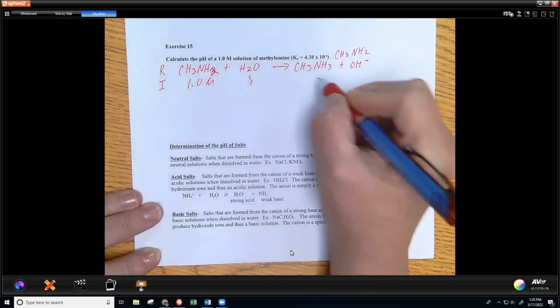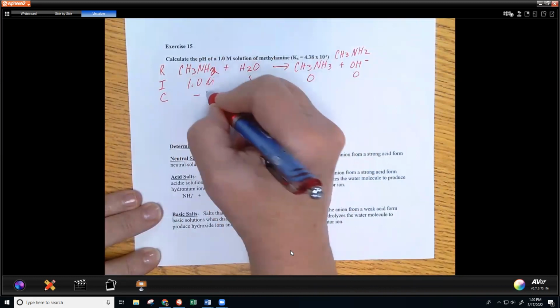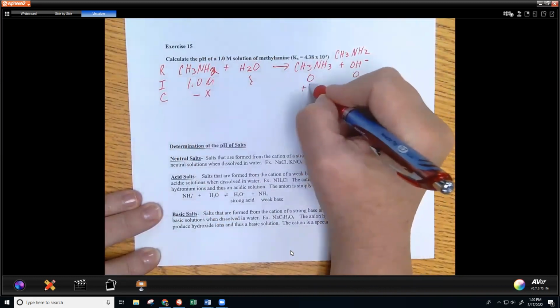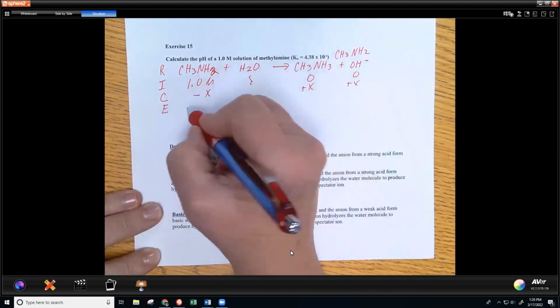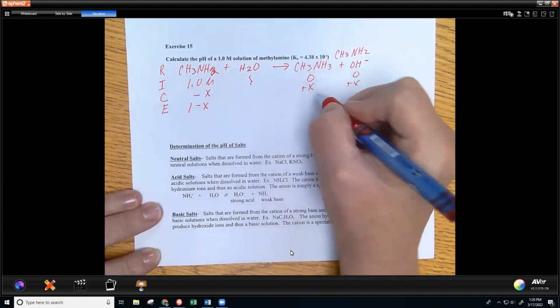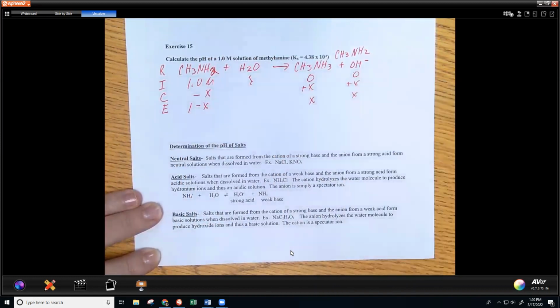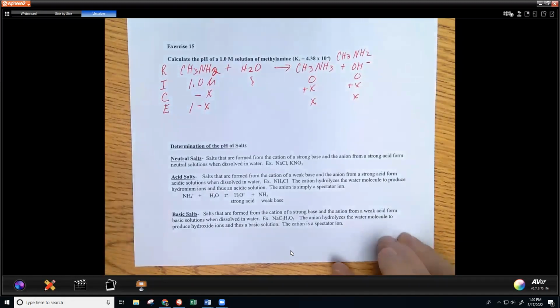So my initial concentration would be 1 molar. I'm not worried about the water. This would be 0 and 0. My change would be minus X, plus X, plus X. And so in equilibrium, I would have 1 minus X, X, and X. So we probably didn't have to really do a rice chart on this because it kind of just follows the typical way that we've seen.